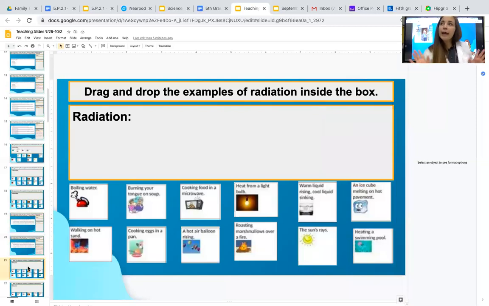Radiation. That is heat transferring through radioactive waves or rays, or electromagnetic rays or waves. So, which of these is an example of radiation? Coming at you randomly is Fumi.